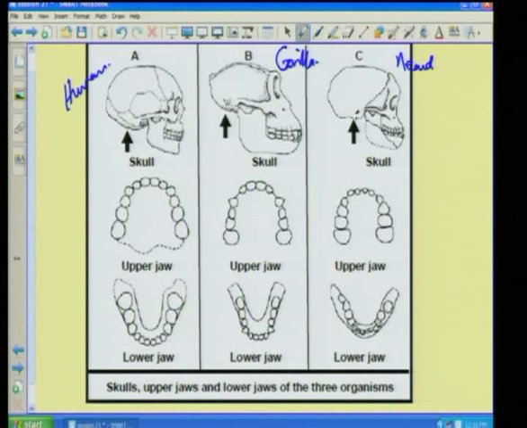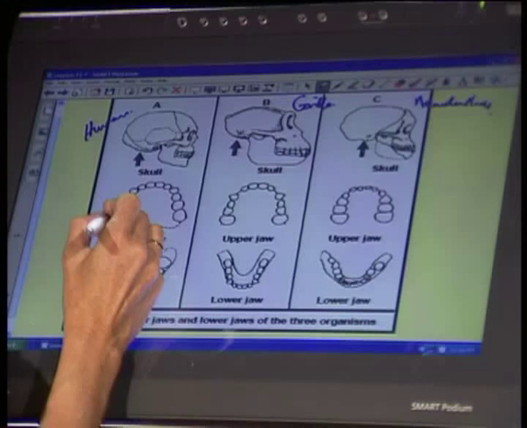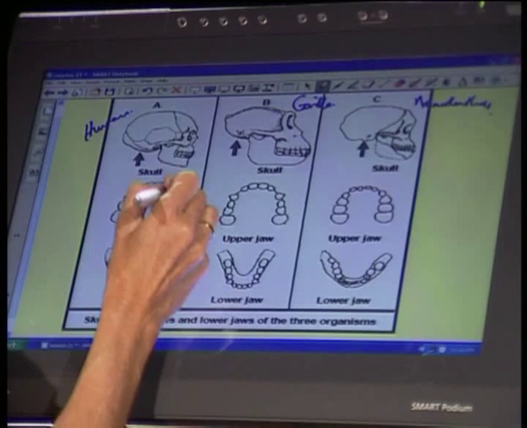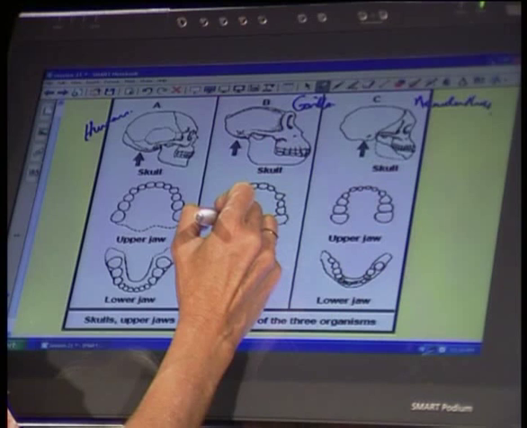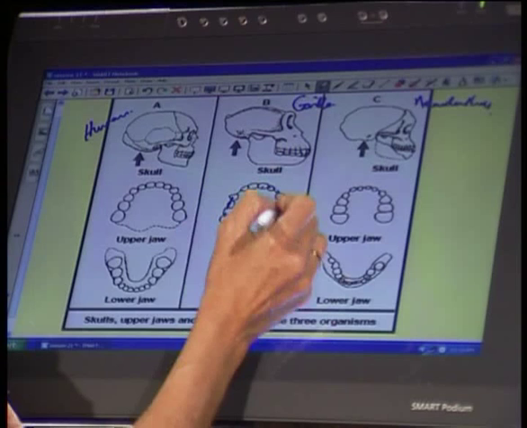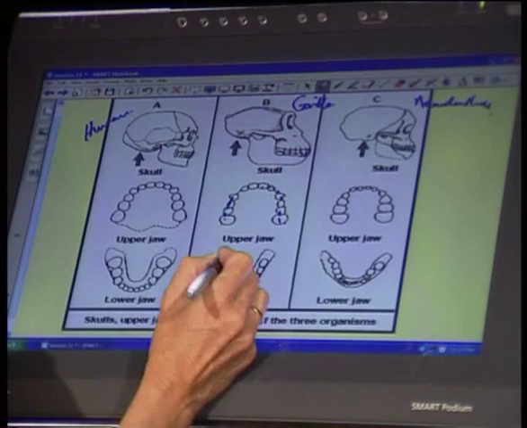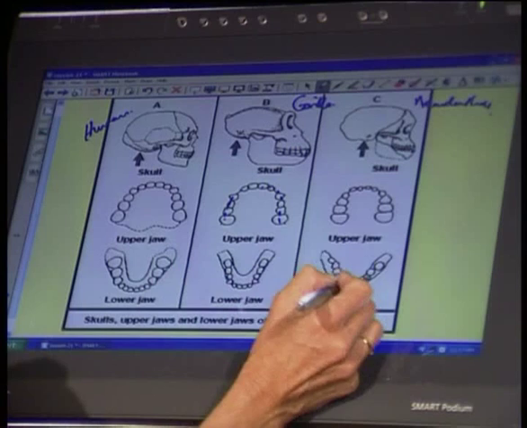Okay? Look at the lovely gentle U shape here, and the same there. Whereas with the gorilla, it's got a far squarer type mouth structure. And then you have the upper jaw and the lower jaw. Again, we have this lovely U, whereas here the jaw sticks out, and here the jaw was a bit messed up as well.